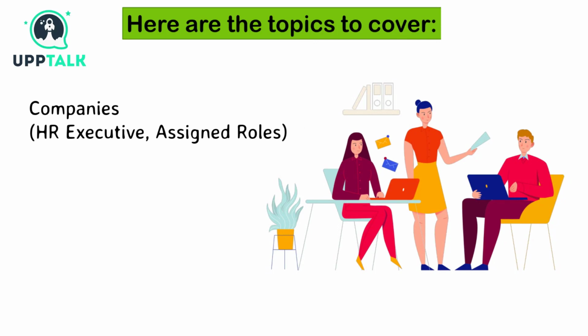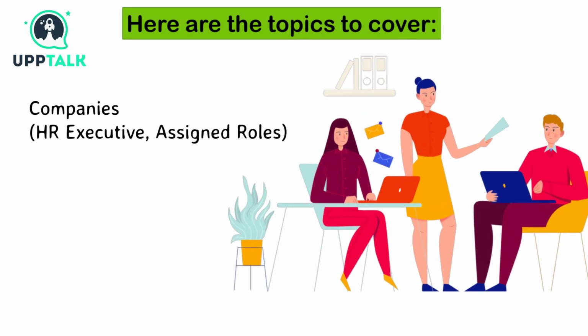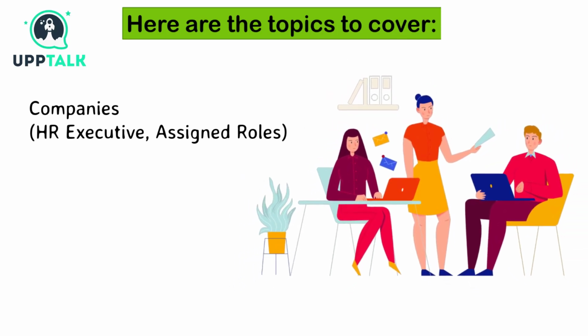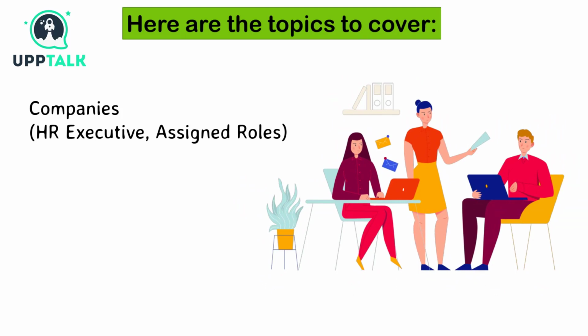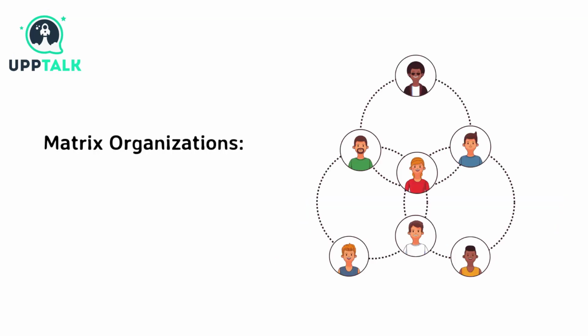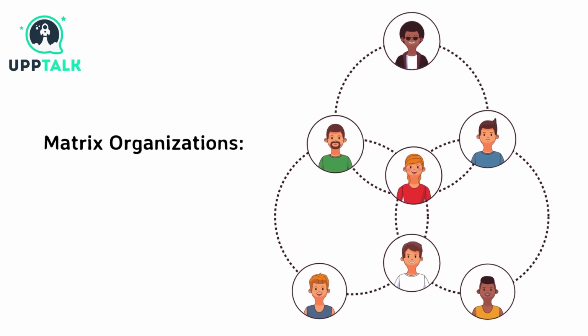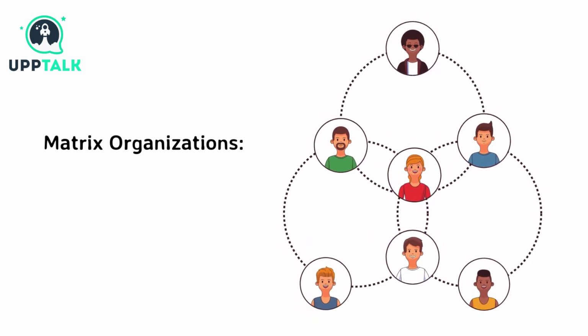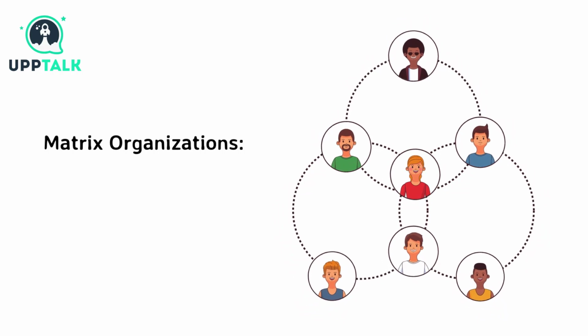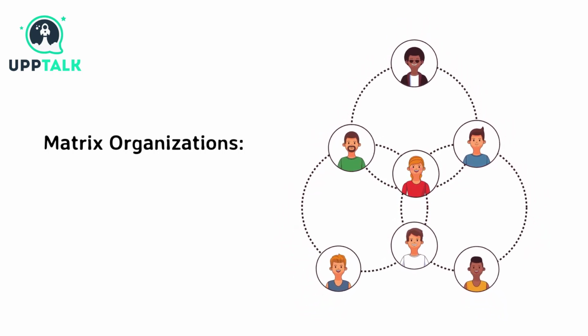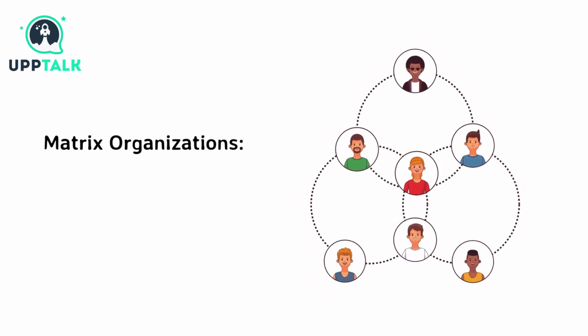About companies, HR executives, assigned roles. Human resources is a company's division that handles employee issues. Employment and independent contractor management includes sourcing, screening, choosing, employing, onboarding, training, promoting, compensating, and terminating workers. Matrix organization. Workers in the matrix organization collaborate across functional and supervisory boundaries. Each member of a matrix organization reports to a manager, who has a dotted line connection to everyone else in the matrix.